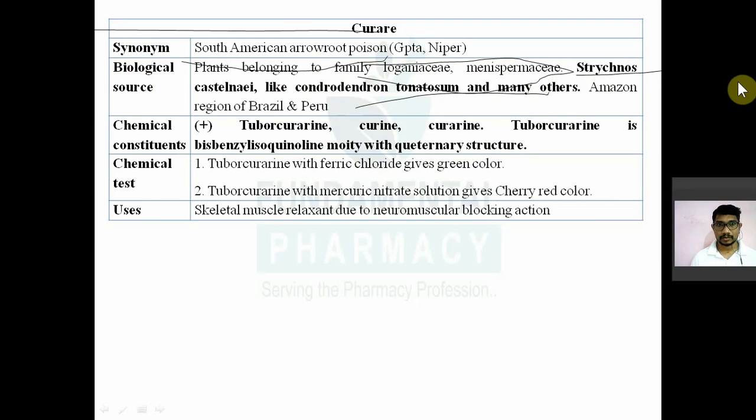So curare. Then what is the chemical constituent? D-tubocurarine is the alkaloid of curare. A bis-benzylisoquinoline type of ring is present in this, with quaternary structure. That is tubocurarine. This alkaloid is used as a paralyzing agent, a neuromuscular blocker, and a muscle relaxant.